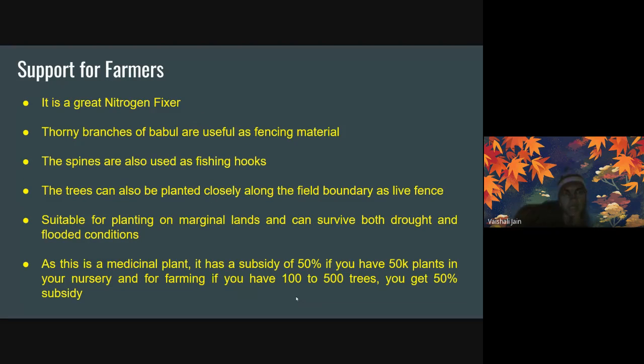Support for farmers. It's a great source of nitrogen. It has thorny branches, so these thorny branches of babul are useful as fencing material. The spines are also used as fishing hooks. The trees can also be planted closely along the field boundary as a live fence. It's suitable for planting on marginal lands and can survive both drought and flooded conditions. As this is a medicinal plant, it has a subsidy of 50% if you have 50,000 plants in your nursery. And for farming, if you have 100 to 500 trees, you get 50% subsidy.